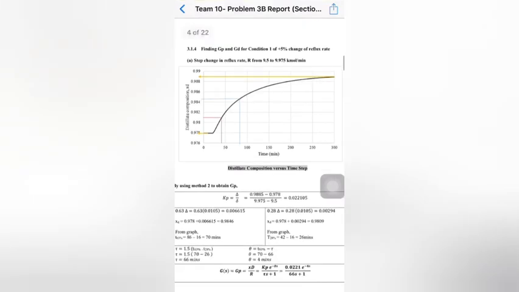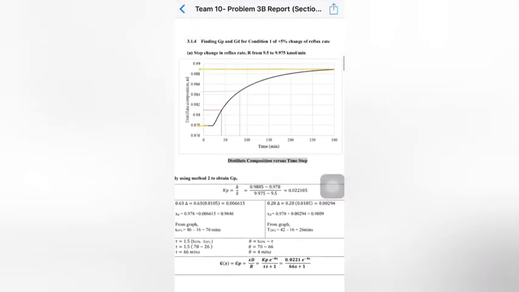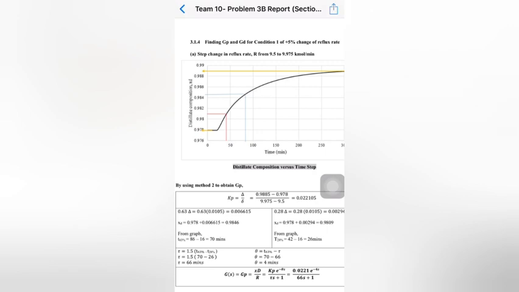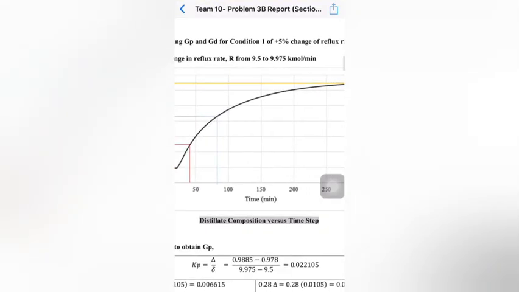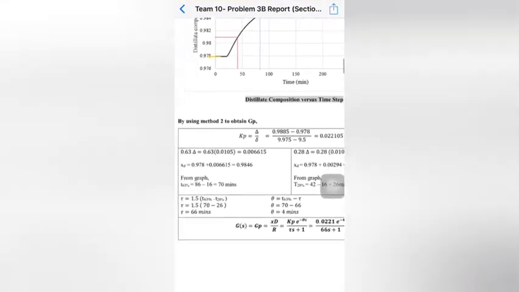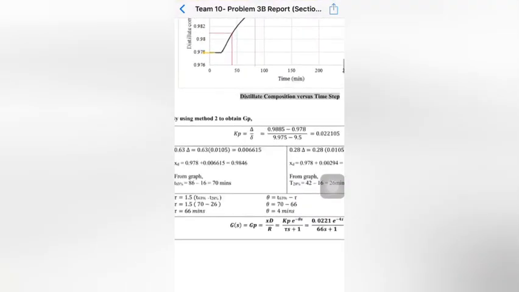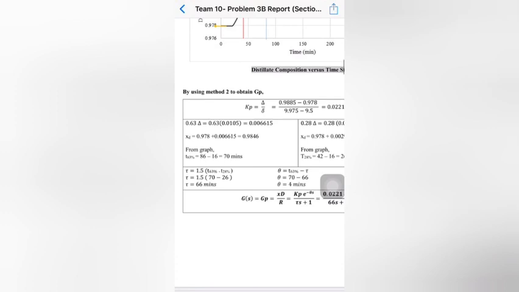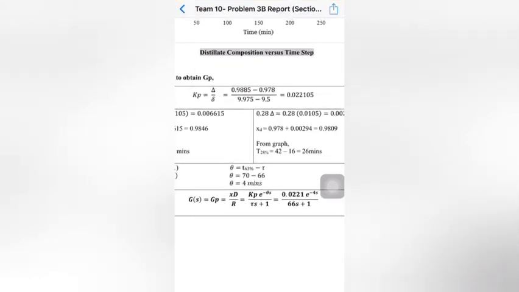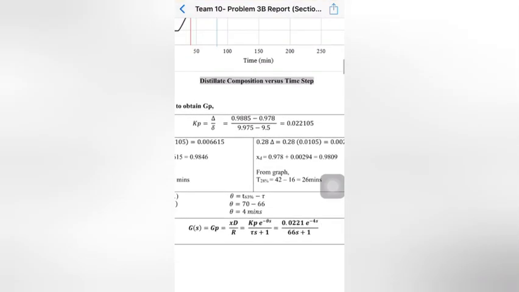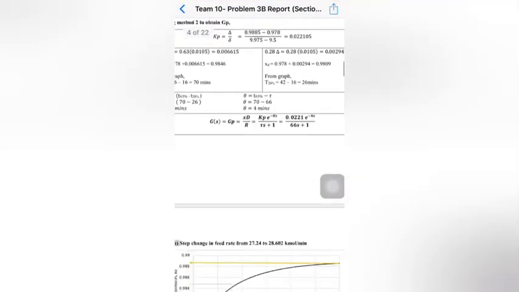So first, find the GP value. We use a step change in the reflux rate R from 9.5 to 9.975 kmol per minute by using method 2. Use the KP formula, time formula, tau and delta formula to solve in order to get the GP value, which is the distillate composition over the reflux rate.